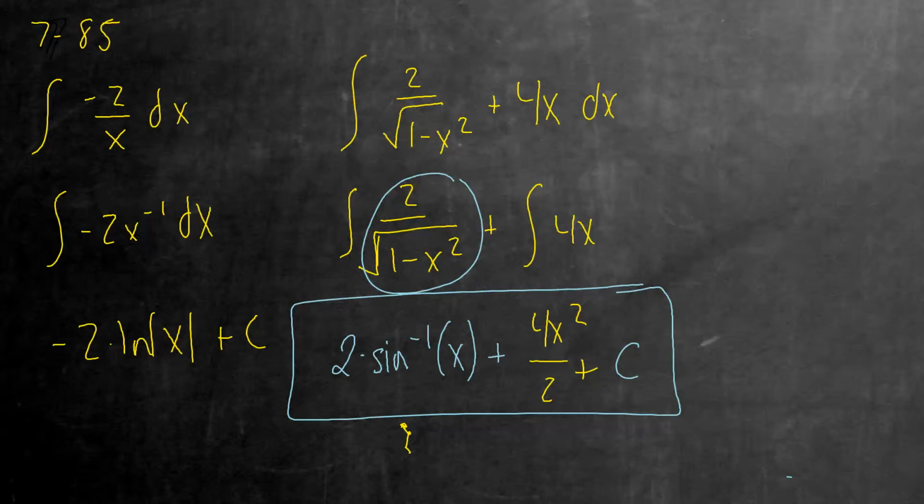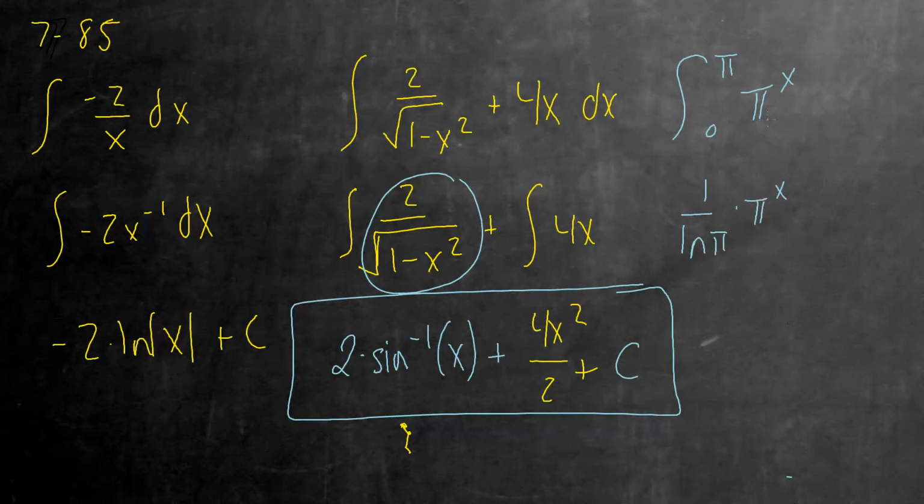And then the last one, the integral from 0 to pi of pi to the x. That's going to have an undo chain rule. What derivative gave me pi to the x? It had to have been pi to the x. So 1 over the natural log of pi times pi to the x.